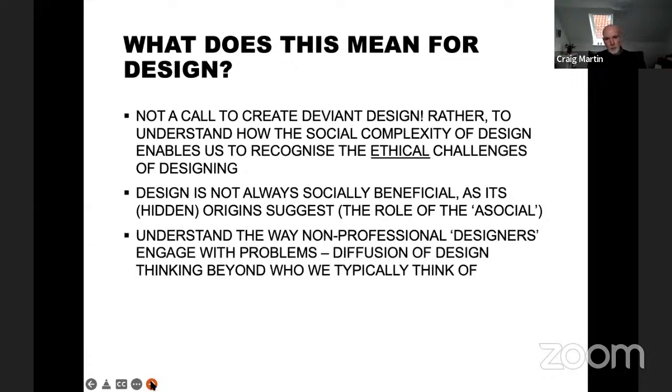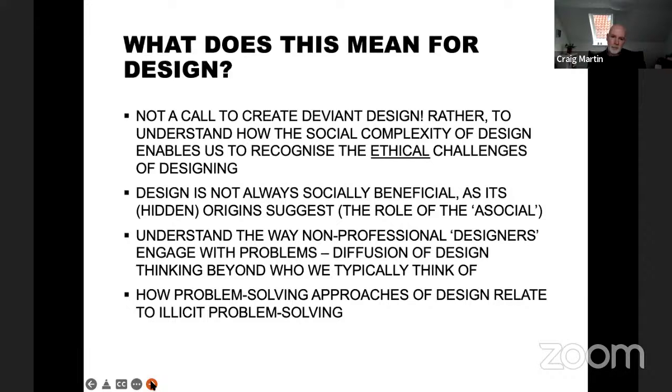I do hope that some of the presentation today has allowed you to begin to think about, maybe begin to understand, the way that non-professional designers engage with problems. So that is really the broadening, the diffusion of design thinking beyond what we typically think of as the role of the designer. So again, I think in many ways smugglers are, in inverted commas, designers, but doing something obviously problem solving, material knowledge that acts in a different way than we think about design traditionally.